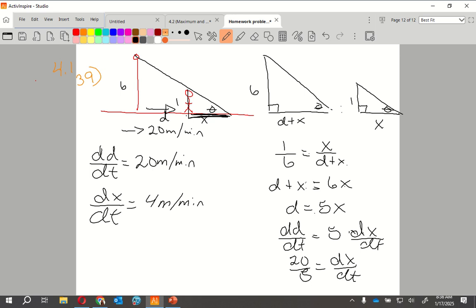How'd you get that 20 over 5 again? Okay, what's dV/dt? That's 20, right? And I divided by 5 because right here, it's multiplied by 5, right? So that's where I get that. Alright, does that make sense? A little bit better?